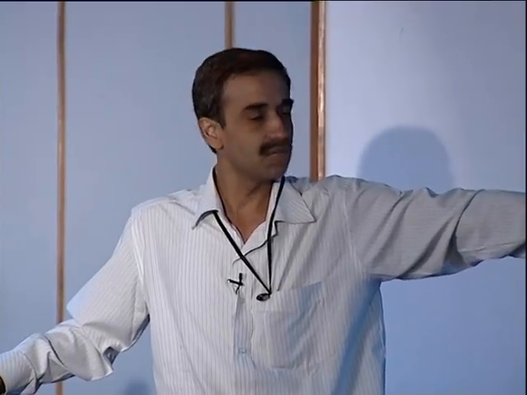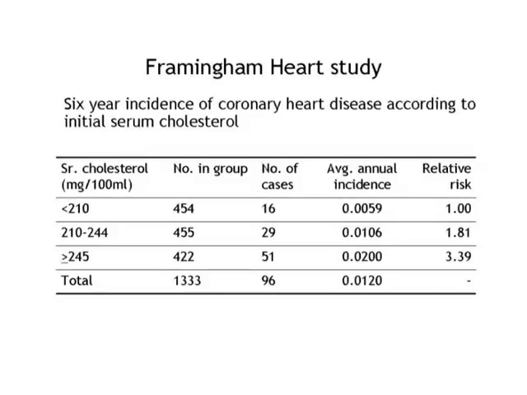What happened in Framingham study? This is the last slide. See, they divided the cohort as per serum cholesterol less than 210 and more than 210. The second column says the number of individuals at the start of the cohort, number of cases of cardiovascular disease in each of the group, and the relative risk. How do you interpret the relative risk of 1.81 in individuals having serum cholesterol of 210? They are at 1.8 times higher risk of developing cardiovascular disease compared to those having less than 210.